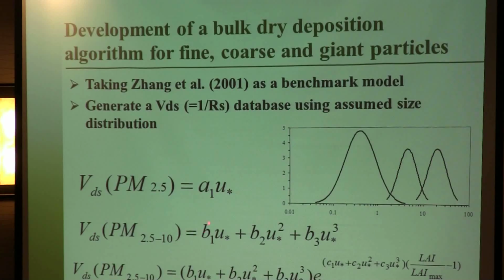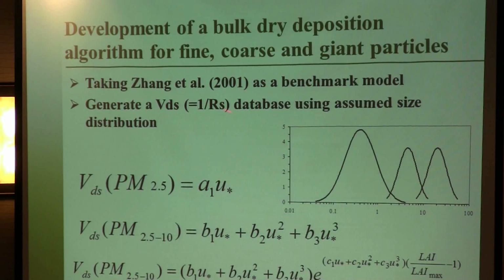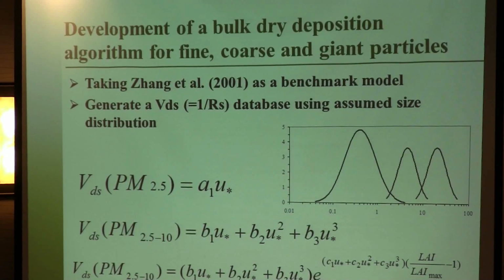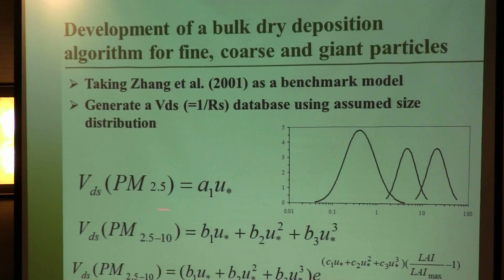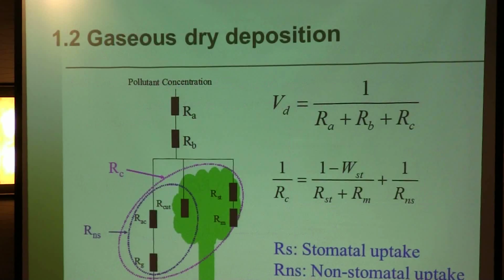Just want to point out that recently we have further extended our size-resolved particle dry deposition into a bulk one, because in many monitoring networks, only the bulk mass is monitored. So in order to quickly estimate the dry deposition, a bulk particle density model is needed. If you have interest, you can look at this publication.